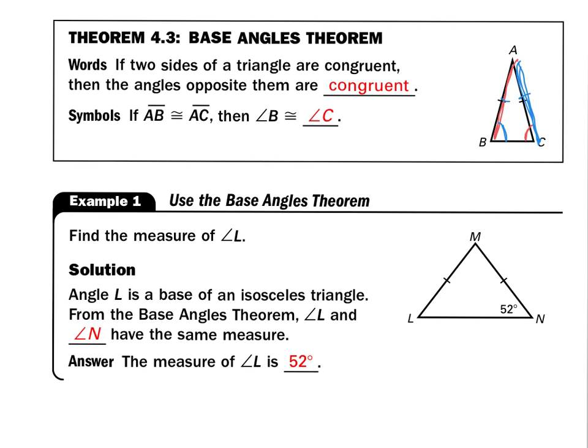So here's an example. We have to find the measure of angle L. Now we know this is an isosceles triangle because of these two tick marks right there. And because the two legs are congruent, these two base angles, angle L and angle N, have to be congruent, and they have to have the same measure. And therefore the answer is angle L equals 52 degrees because it's congruent to angle N.